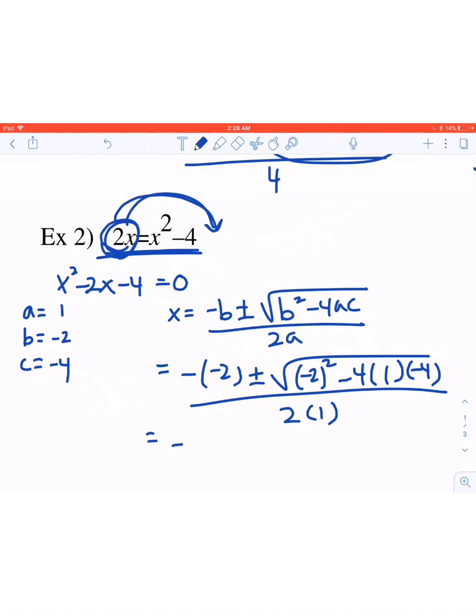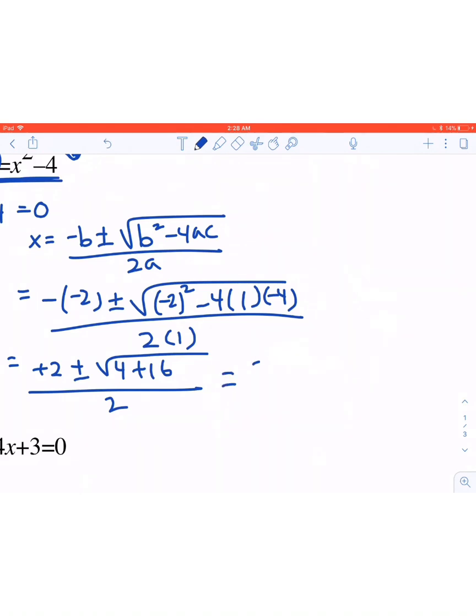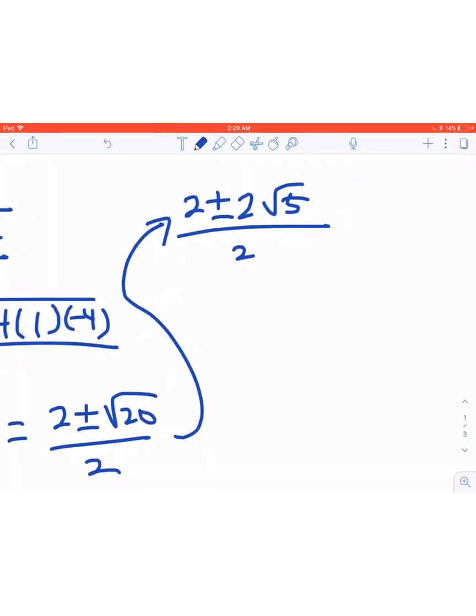Simplify everything, so we get positive 2 plus or minus square root of 4 plus 16 all over 2. So it will simplify to 2 plus or minus square root of 20 over 2. I'm hoping you're realizing that you can still simplify root 20 because you can factor out 4, which is a perfect square. So this will simplify to 2 plus or minus 2 root 5 over 2. Looks like I can cancel out the 2 from all of these terms. It will be 1 plus or minus root 5.